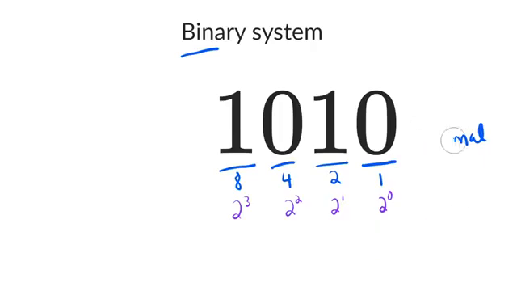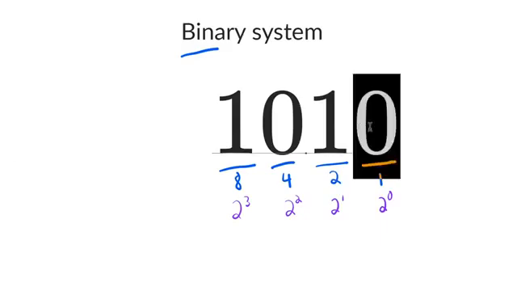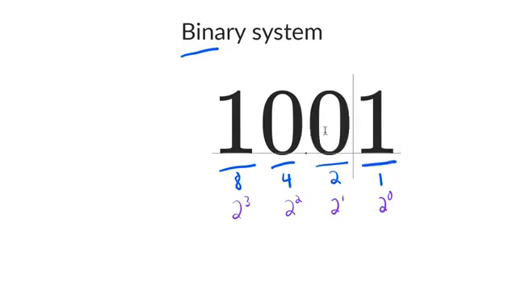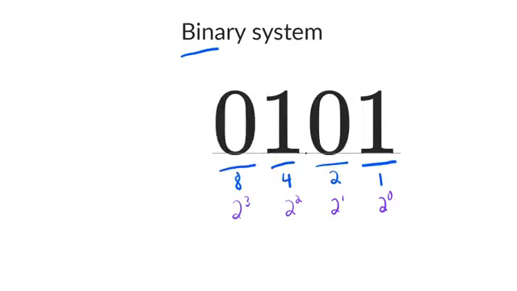I'm going to erase this work here, and then for the number, let's just flip the bits. 0 becomes 1, 1 becomes 0, 0 becomes 1, and 1 becomes 0. What do you think this equals in decimal? I'll give you a second to think about it. All right, now let's figure it out together.